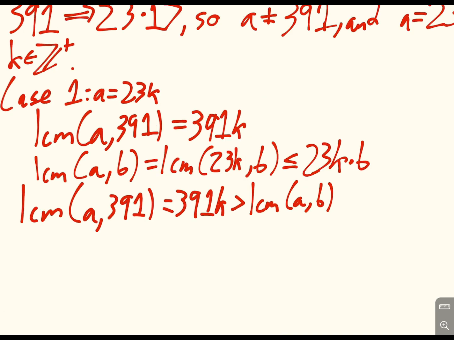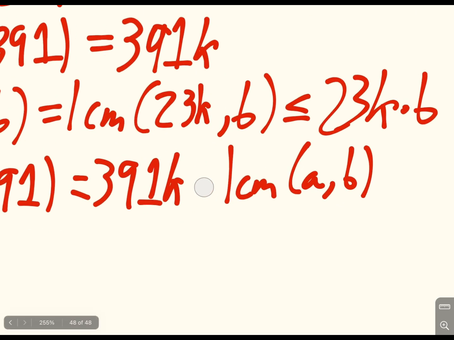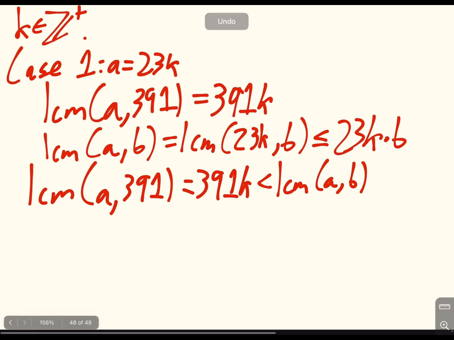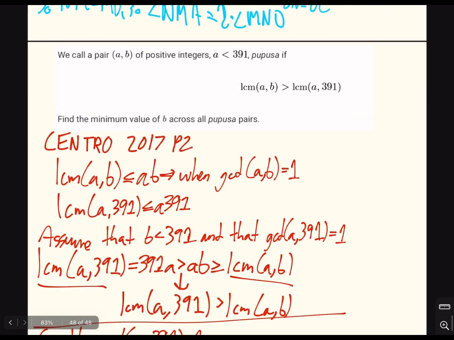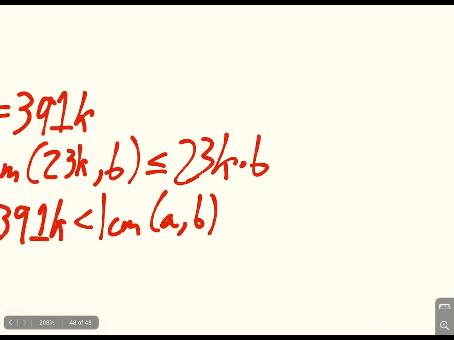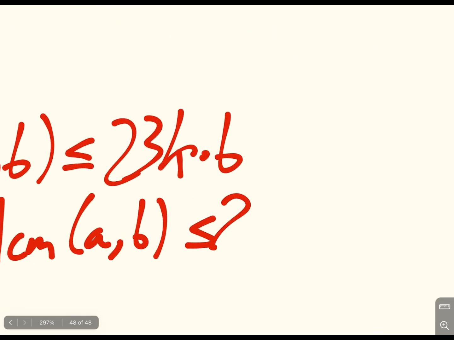Yeah, bro, the other way around, my bad. It's less than, because this has to be less than this, right? Got it confused here. And this is less than or equal to 23 times k times b.